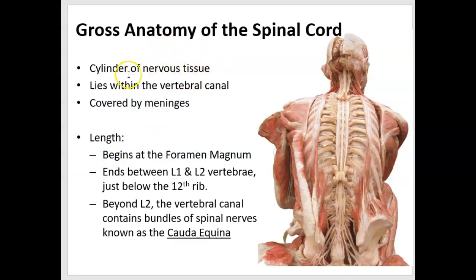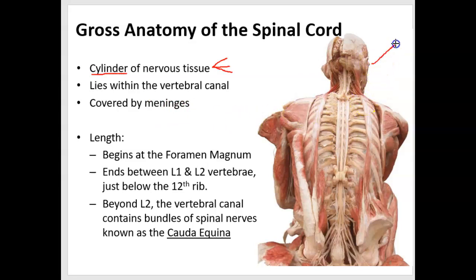Now let's look at the anatomy of the spinal cord. It's shaped like a cylinder, and it's nervous tissue. All the cells that we've talked about, with the exception of microglia and oligodendrocytes, exist in nervous tissue. That means neurons and astrocytes and Schwann cells. This cylinder of nervous tissue lies within the vertebral canal and is covered with the meninges.